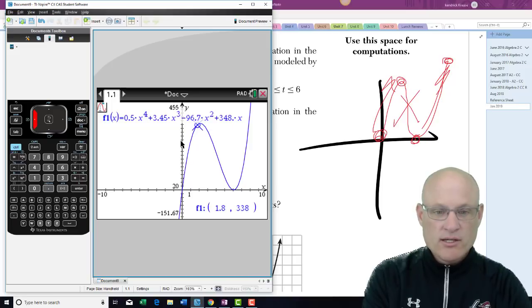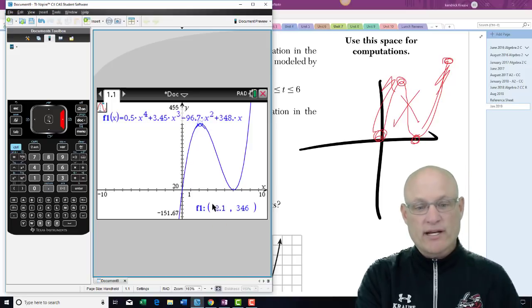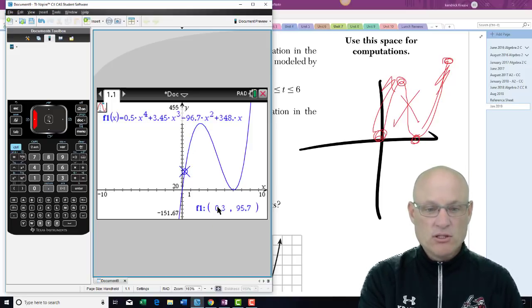Oh, look, there's about 2. See how it's 2.1 down here? So from 0 to 2, it kept going up. But how about if I go over to 3? Nope. See, 3's on the downward slide, so not 3.